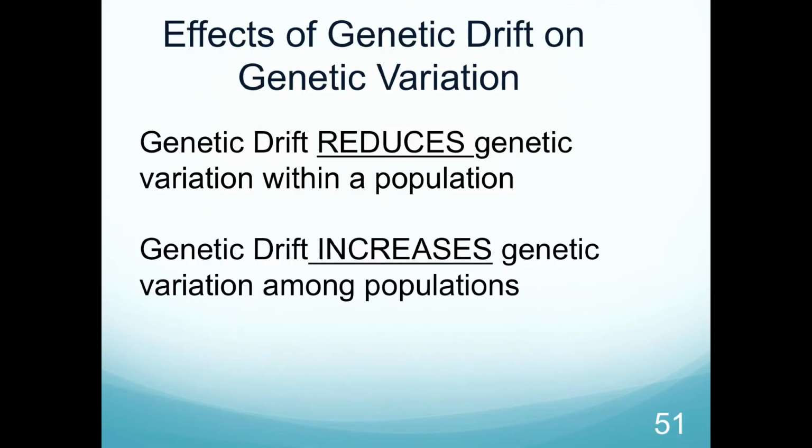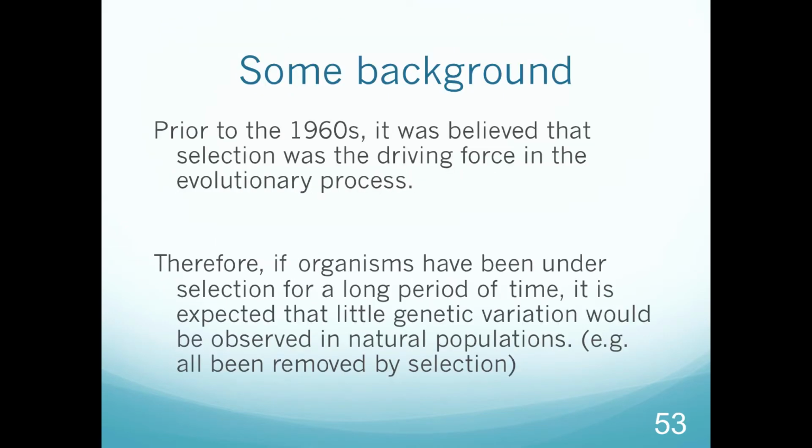So the biggest takeaway from this lecture is to remember that genetic drift tends to reduce genetic variation within a population because it tends to cause alleles to either go to fixation or to extinction. However, among populations, it tends to increase the amount of genetic variation because it will cause some populations to become fixed for one allele and other populations to become fixed for a different allele.